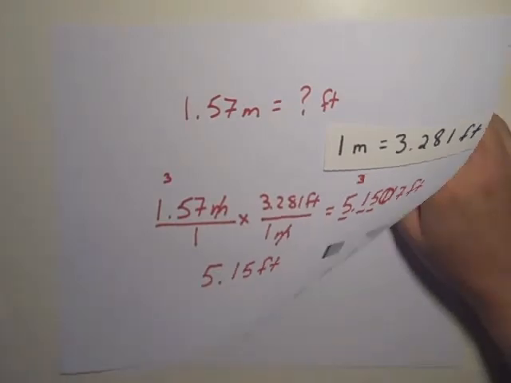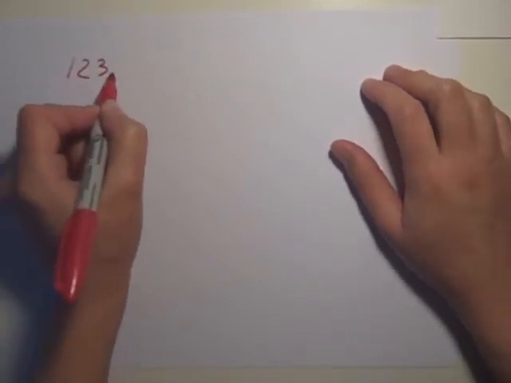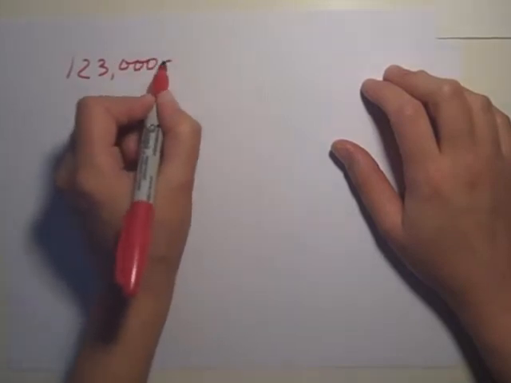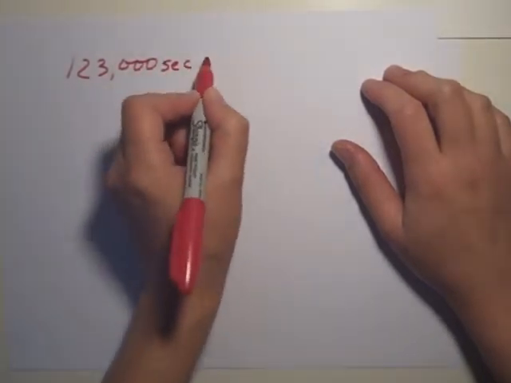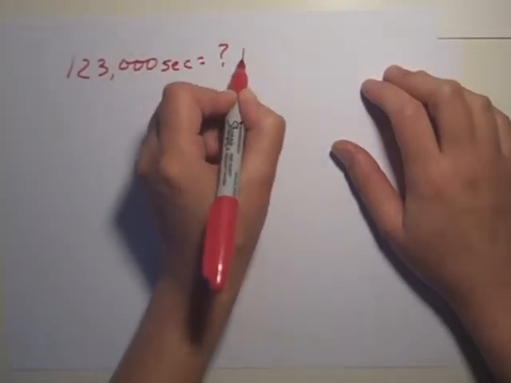Let's say we wanted to do something more complex. Time, for instance. You have a measurement of 123,000 seconds, and you wanted to know how many days that is.